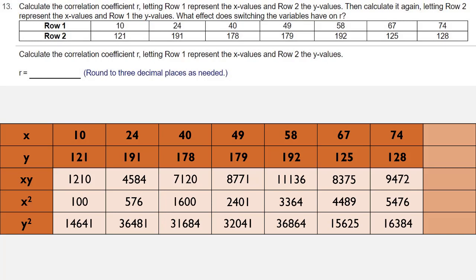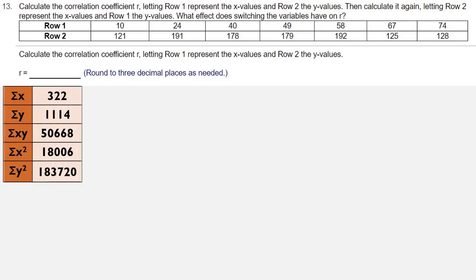Now that we've got all those products computed, we can add up the sums of each row. The x values add up to 322. The y values add up to 1114. The x times y values add up to 50,668. The x squared values add up to 18,006. And the y squared values add up to 183,720. We need to use those values to compute the correlation coefficient, so I'll put them in a table in the upper left.